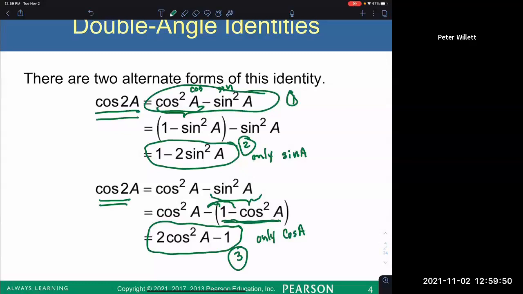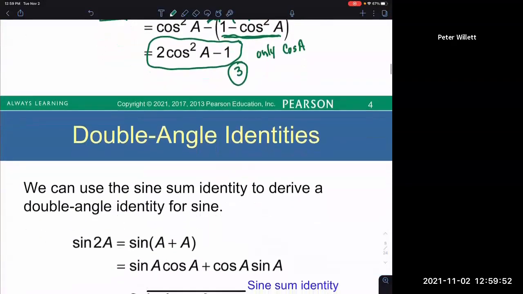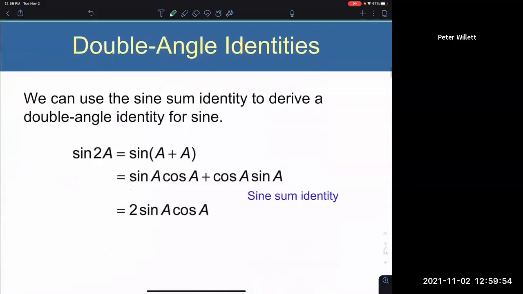All right, now they're going to do the same thing for sine, because we also have a sum angle for sine. We could use the sine sum identity to derive the double angle identity for sine. And so again, they say, well, let's recognize that 2a could be written as a plus a, and then use the sine sum identity. And it ends up simplifying to just 2 sine a cosine a. So the sine identity here, we have sine of 2a equals 2 sine a cosine a.